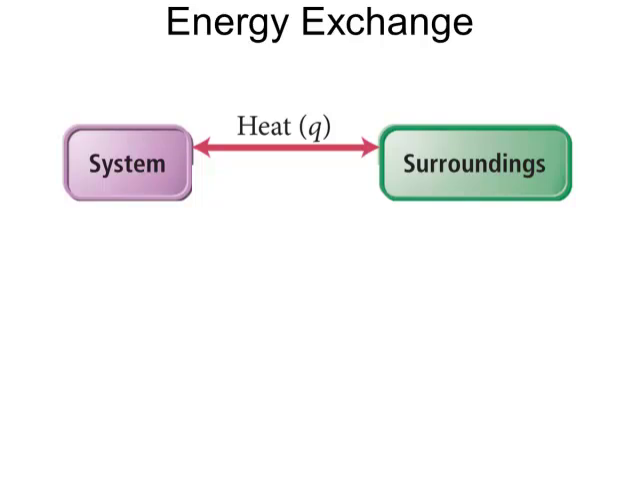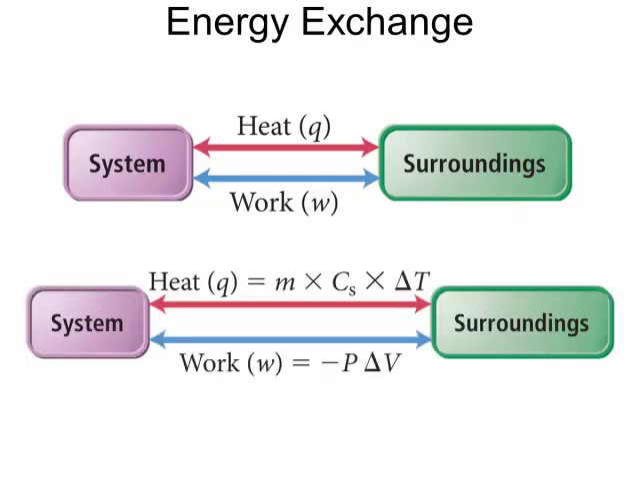I spent some time in previous videos discussing heat changes for physical processes. There is a second way that the system can exchange energy with its surroundings, and that's through work. We've seen that we can calculate the heat based on the temperature change. We will see now that work can be calculated based on the volume change for a chemical process.